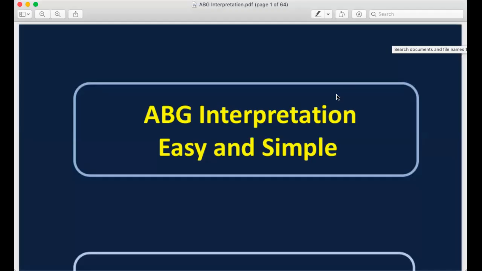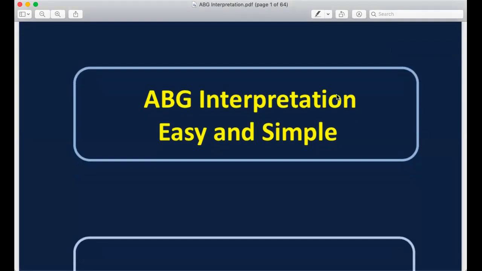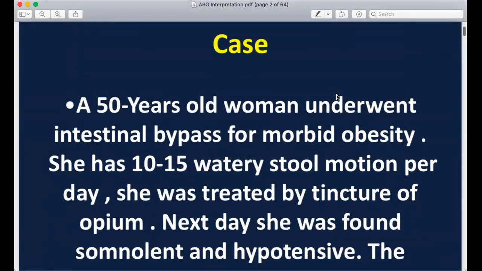Hi everyone. So today we are going to do ABG interpretation in a very easy and simple way. We are going to find out if this is alkalosis or acidosis. We need to know some basics about ABGs, and in this video I will show you how to interpret them and find out if this is respiratory alkalosis or the other way around. First things first, let's start with the case.